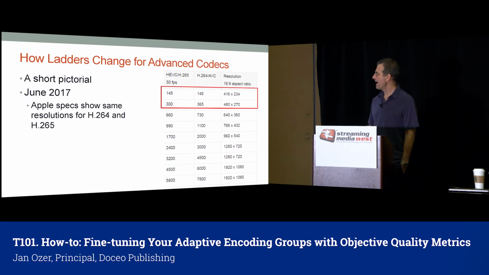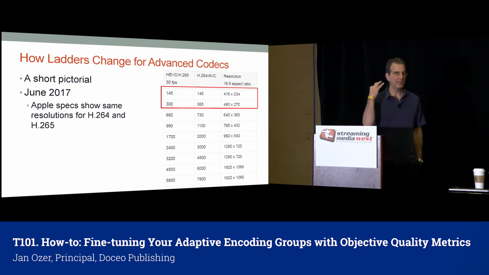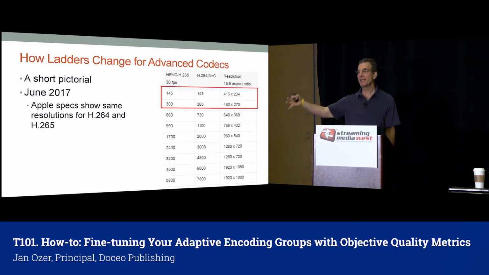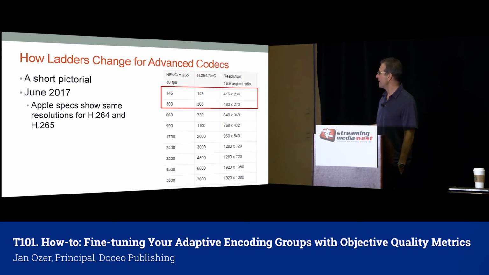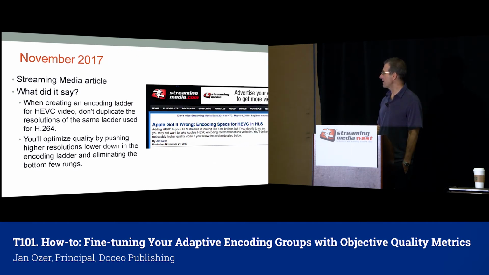In 2017, Apple came out with their recommendation of accepting HEVC in the HLS spec. The first recommendation they made was to keep the same resolution for the same data rate in HEVC and H.264. I wrote a story for Streaming Media Magazine: Apple got it wrong, the encoding specs for HEVC and HLS.